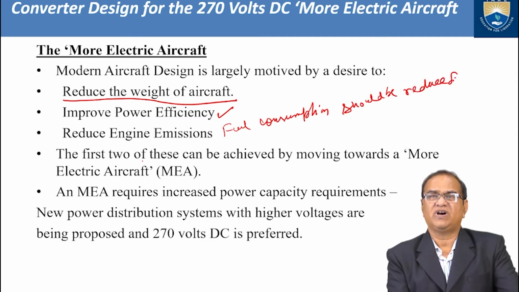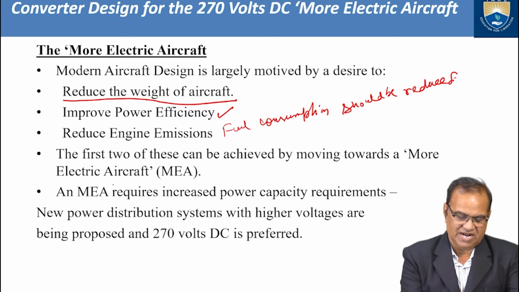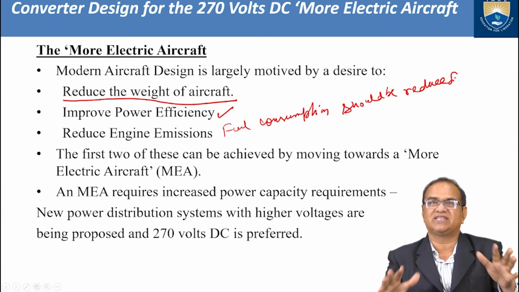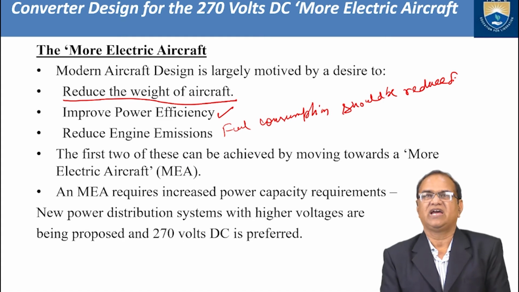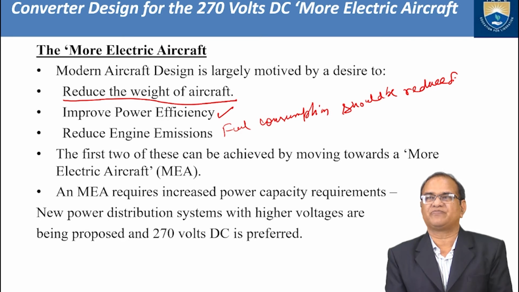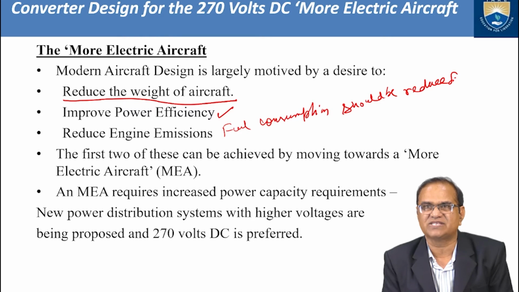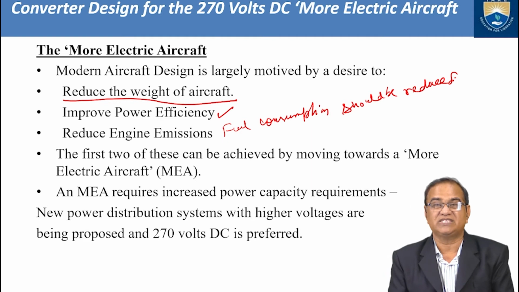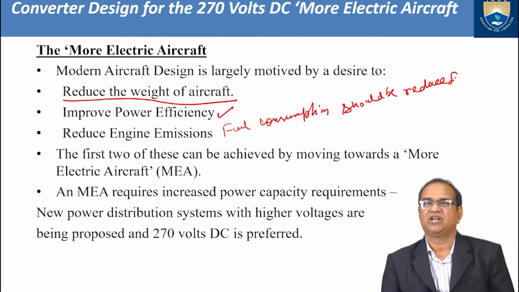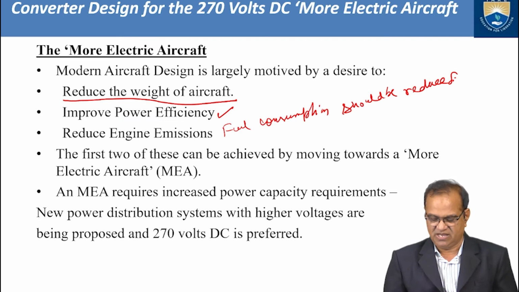The first two of these can be achieved by moving towards a more electric aircraft. So if you are able to handle these things, reduce the weight, improve the power efficiency, reduce the engine emission, then it is called the more electric aircraft. And MEA requires increased power capacity. So what is required? It is more capacity, a new power distribution system with higher voltage is being proposed, and 270 volt DC is preferred.